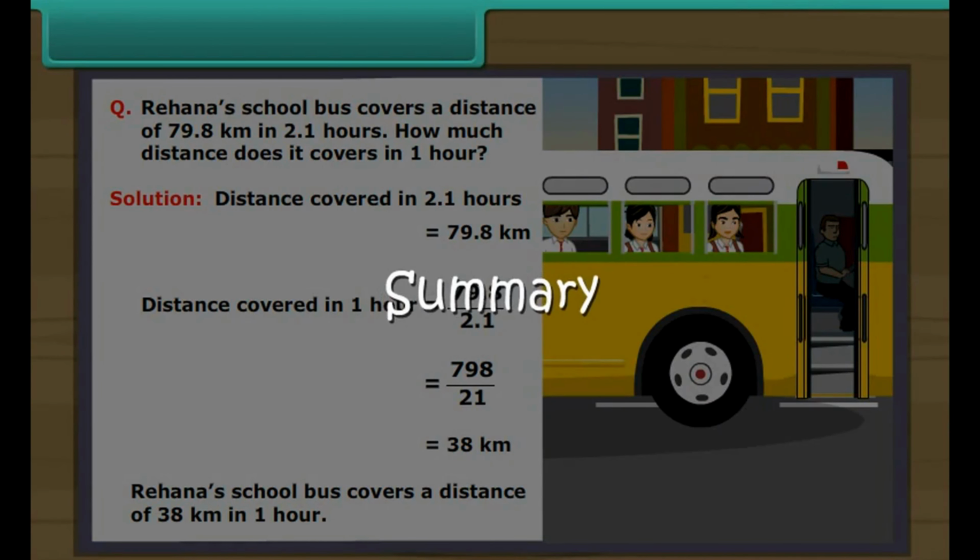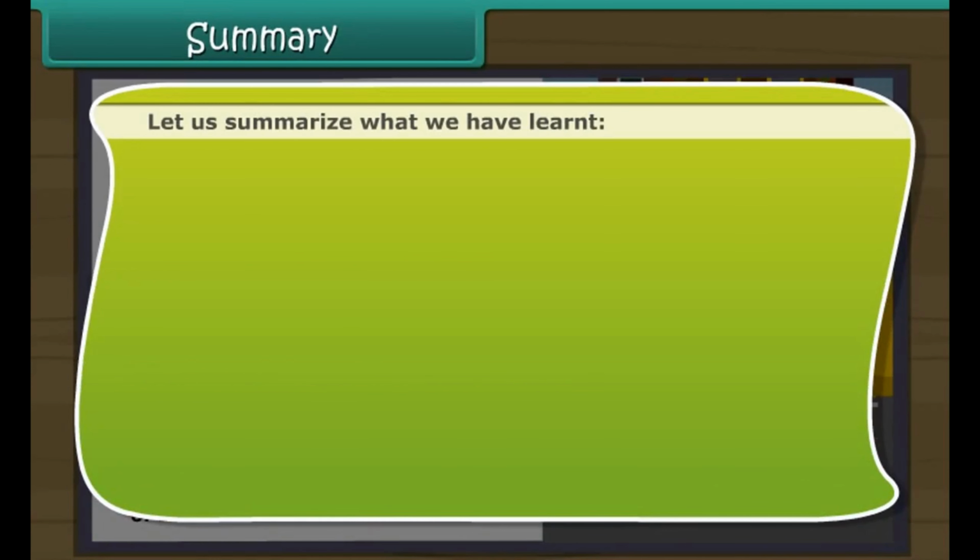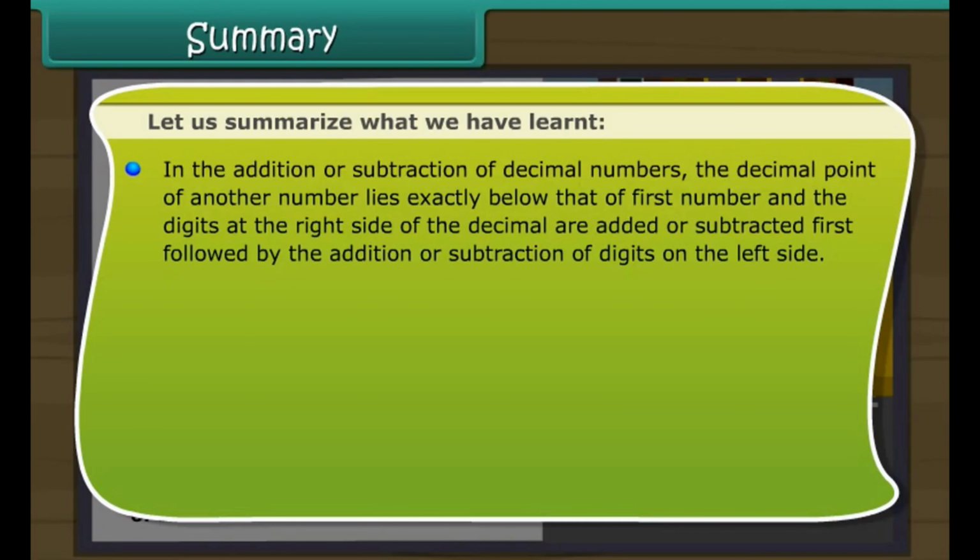Summary. Let us summarize what we have learned. In the addition or subtraction of decimal numbers, the decimal point of the other number lies exactly below that of the first number, and the digits at the right side of the decimal are added or subtracted first, followed by the addition or subtraction of digits on the left side.